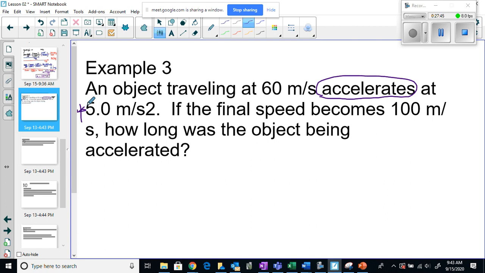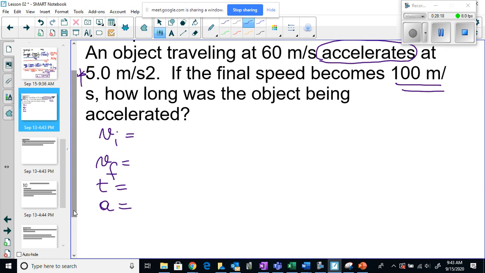If the final speed becomes 100 meters per second, how long was the object accelerating? Okay, so let's sort out now, and I will ask you and you will answer me in the chat. What is V initial? What is V final? Because those are the quantities that you will discuss. What is time and what is acceleration? You let me know. What is V initial in your chat? What is the value of V initial?